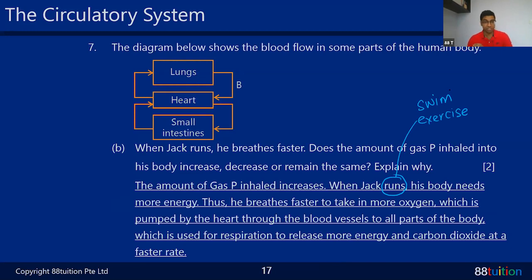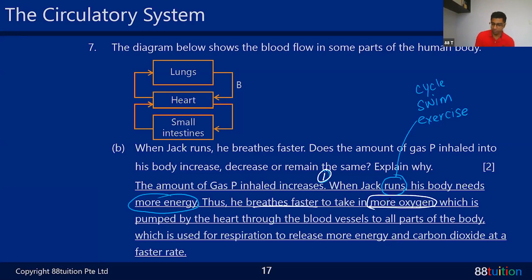When he starts to exercise is common. Then you just say, when he starts to run, when he starts to cycle, and so on and so forth, his body needs more energy. This one is standard, you must always say it as the first sentence. Second sentence, he breathes faster to take in more oxygen. Breathe faster so that he can take in more oxygen.